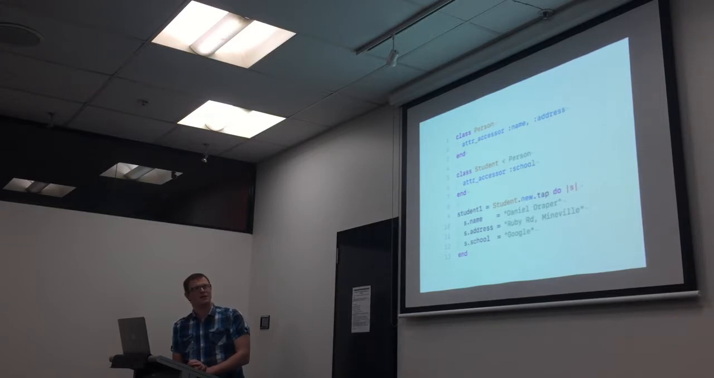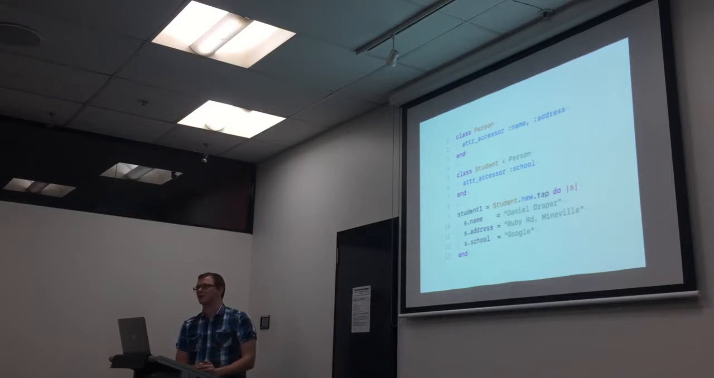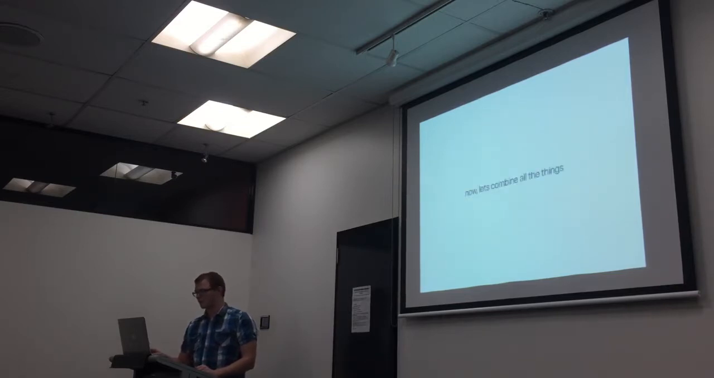So what this gives us is name and address from person, and it gives us the school from the student. So when we call the student object, we get all the things that are in person as well in this example. Does that make sense? Cool. Now, let's combine all the things.